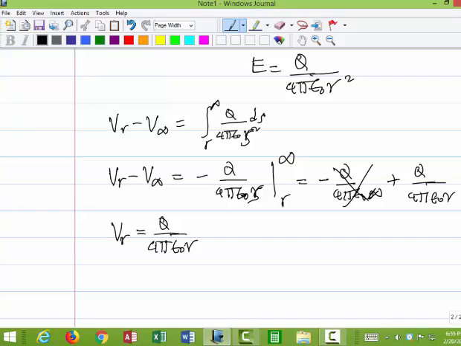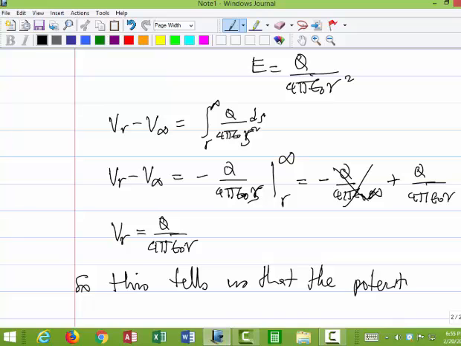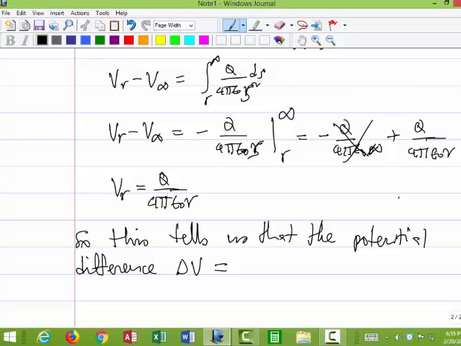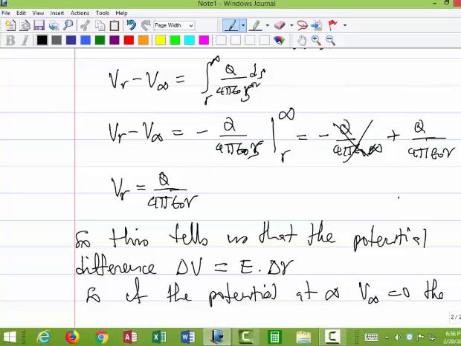What this is telling us is that the potential difference, delta V, is equal to the electric field times a certain delta R. If the potential at infinity, V infinity, is equal to 0, then this is what you should have.